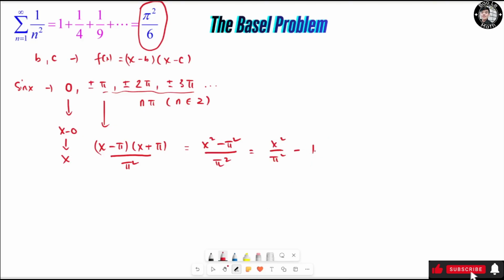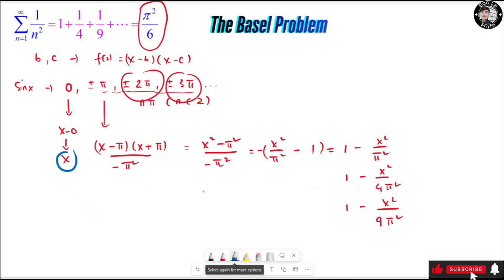Now I want 1 in the front, so I'm going to multiply both sides by negative 1, right? So this guy turns out to be negative, and this guy turns out to be negative, right? And I just rewrite this one as 1 minus s squared over pi squared, right? Now if you keep repeating for all zeros, you're going to end up with the 0 right here, and you have this guy, this guy.